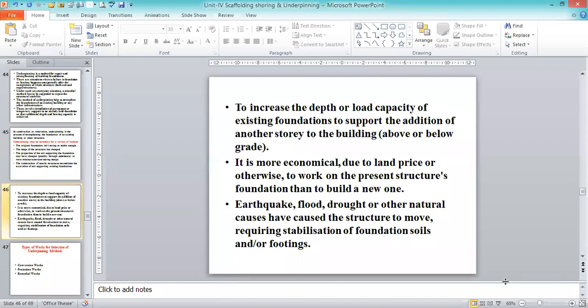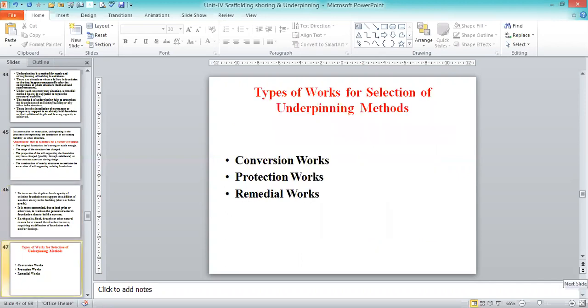I hope you understand what underpinning is and when we have to go for the underpinning operation. The engineer has to understand what the problem is, and for that problem, what rectification has to be applied. So where the problem arises and what the reason is: whether we are increasing the number of stories, improving the soil characteristics, or improving the depth of the foundations to provide additional stories.